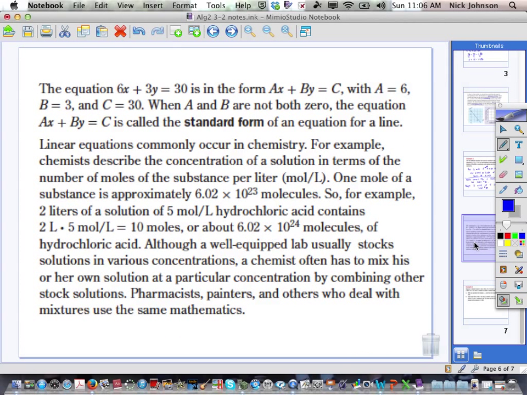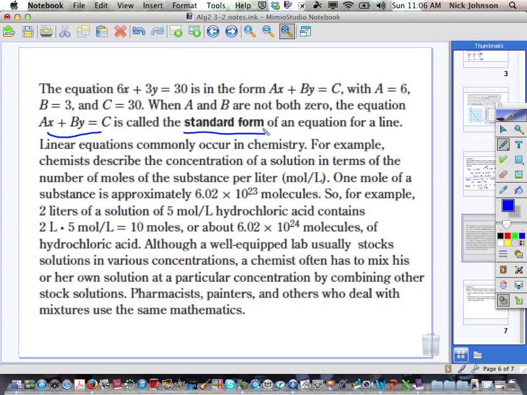The equation 6x plus 3y equals 30 is of the form ax plus by equals c, with a equaling 6, b equaling 3, and c equaling 30. When a and b are not both 0, the equation ax plus by equals c is called standard form of an equation of a line.